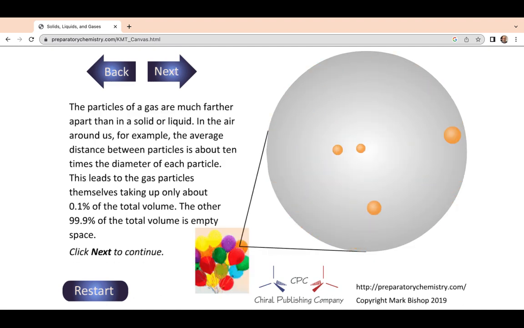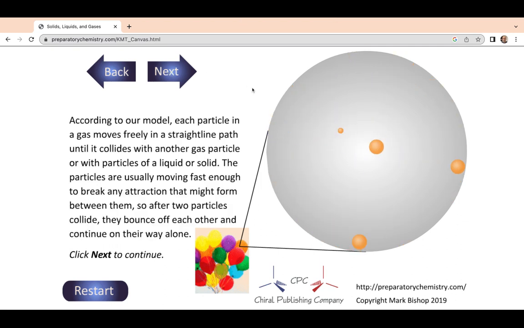So this happens to many of the particles at the surface of a liquid. The particles of a gas are going to be much farther apart than in a solid or liquid. In the air around us, for example, the average distance between particles is about 10 times the diameter of each particle. This leads to the gas particles themselves taking up about 0.1% of the total volume. The other 99.9% of the total volume is empty space. So that is what happens when you have a gas. Most of the space is empty space, and about 0.1% of the volume is taken up by the volume of the particles themselves.